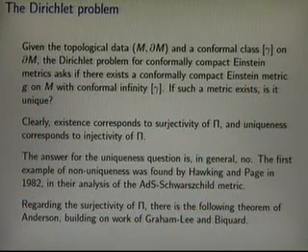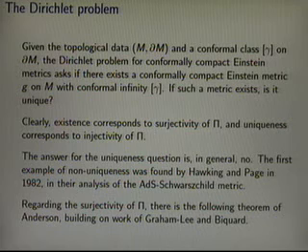All right, so what is the Dirichlet problem? I give you the topological data, M and the boundary of M, and I also give you a conformal class on the boundary, and I ask if there is an Einstein metric such that the conformal infinity is that conformal class. Okay, so it's a very simple problem to state.